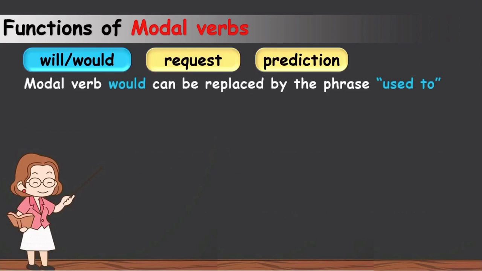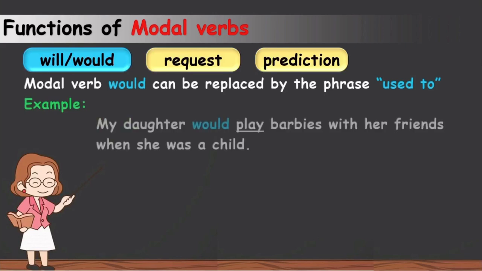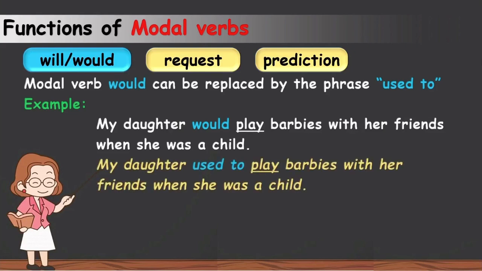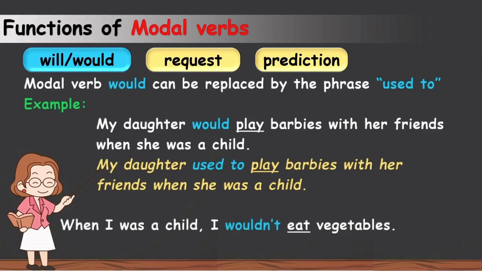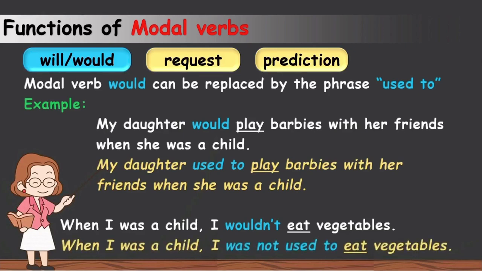Modal verb would can be replaced by the phrase used to. Example, my daughter would play Barbies with her friends when she was a child. It can be replaced by my daughter used to play Barbies with her friends when she was a child. When I was a child, I wouldn't eat vegetables. It can be replaced by when I was a child, I was not used to eat vegetables. It just expresses that the action is no longer applicable in the present.